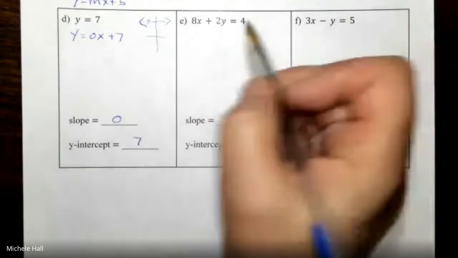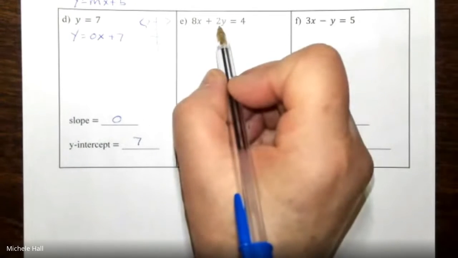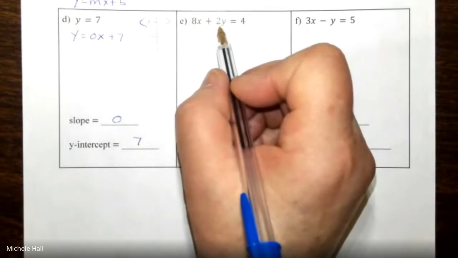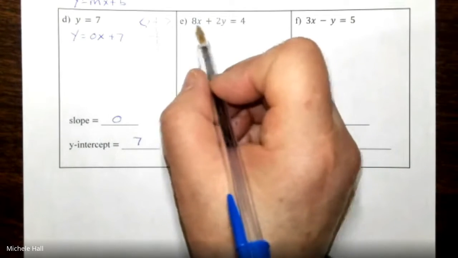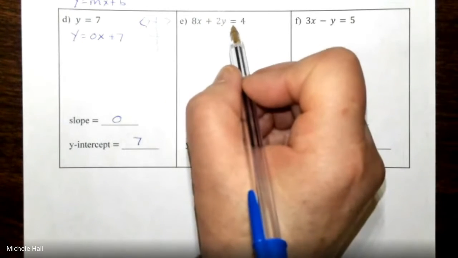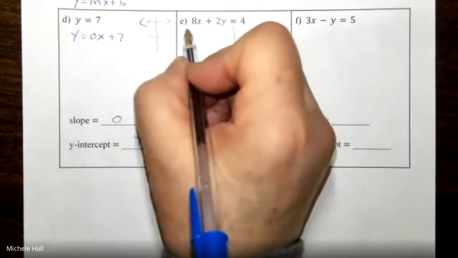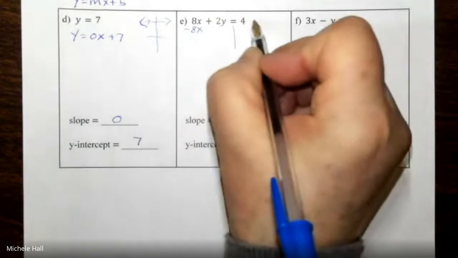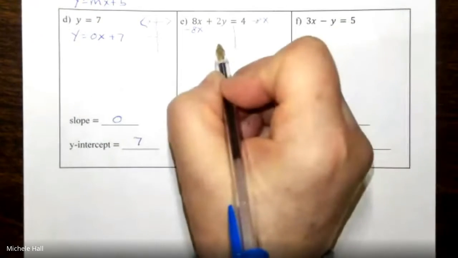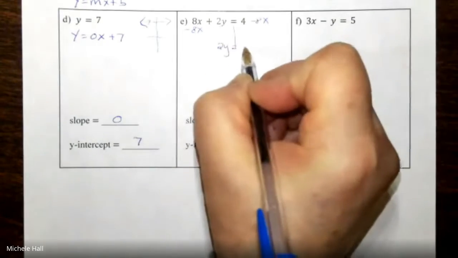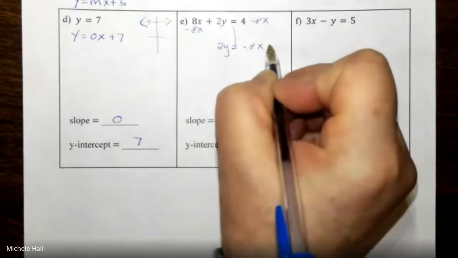Example E, I need to get y by itself. I can see that there are two things being done to y. It's being added by 8x and multiplied by 2. The first thing I'm going to do is shift my x to the other side. The opposite of 8x is negative 8x. And I have 2y equals negative 8x plus 4.